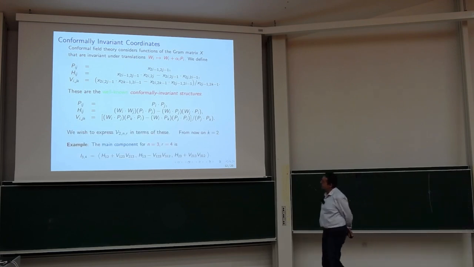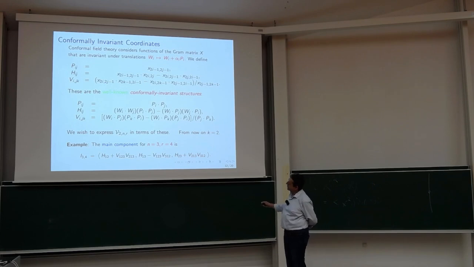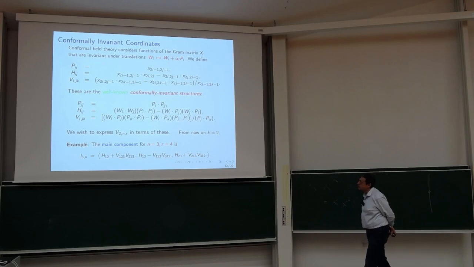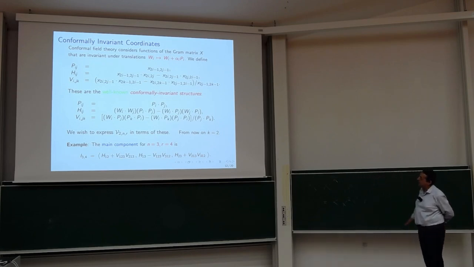So let's use them to maybe express our varieties, right? So we're interested in V2NR. These are our Gram matrices with 2 by 2 block 0. And as I said, from now on, k is 2.